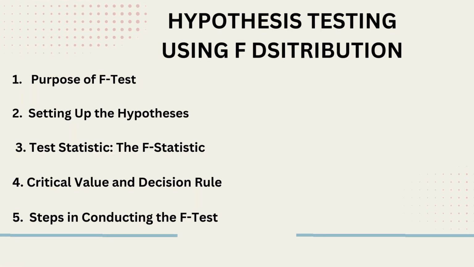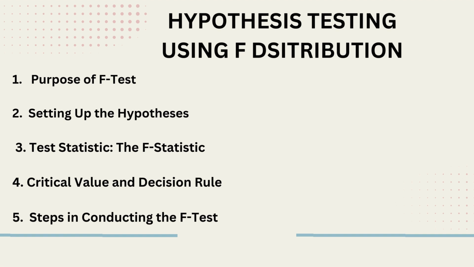And next is hypothesis testing using F distributions. One of the most common uses of the F distribution is in hypothesis testing, especially in tests like the F test and ANOVA. Here is how it works.